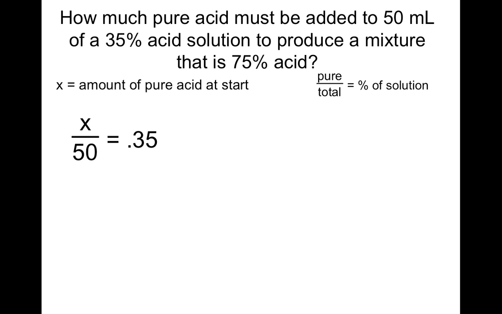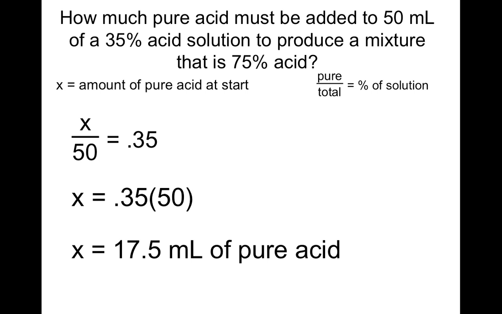Well, that's pretty easy to solve for X. I can just move things around and I get 17.5. So there was 17.5 milliliters of pure acid. That means 32.5 milliliters of water. I put that together, I get a total of 50, but that also gives me that 35% solution. Okay, so there was 17.5 milliliters of pure acid.